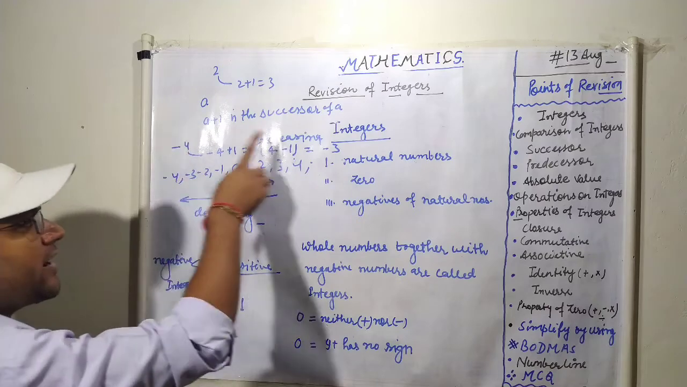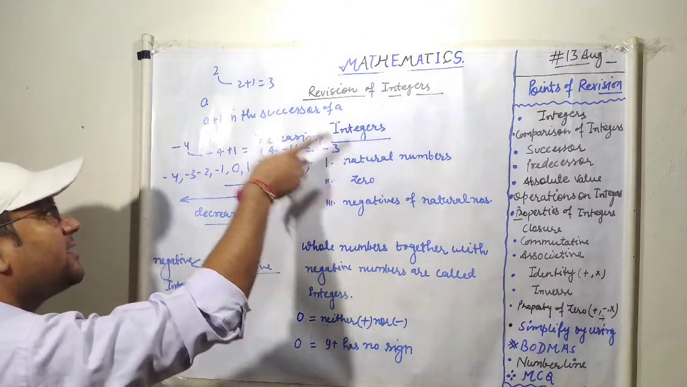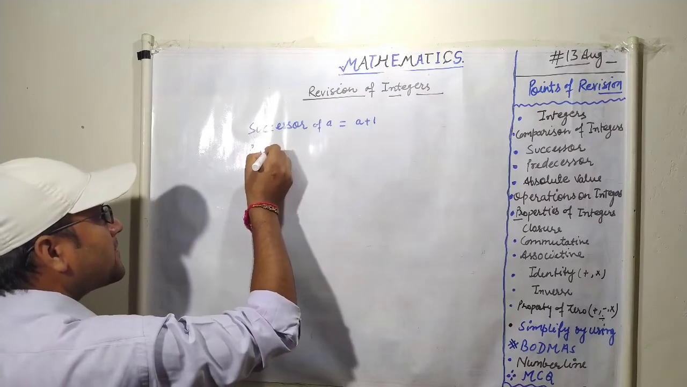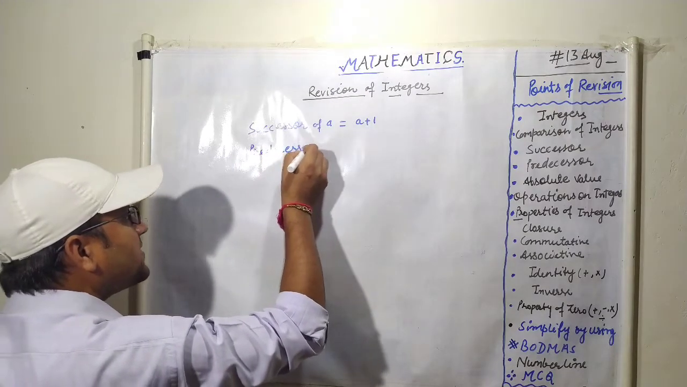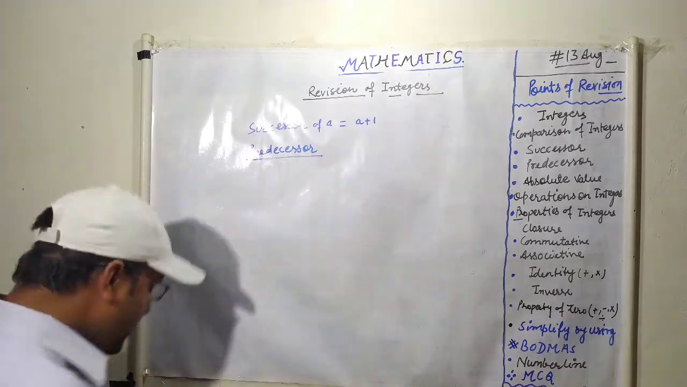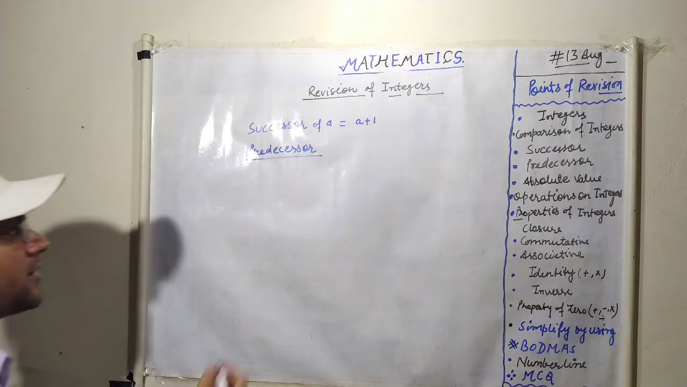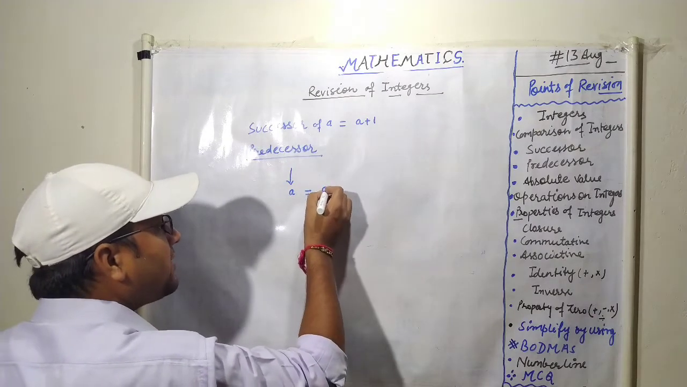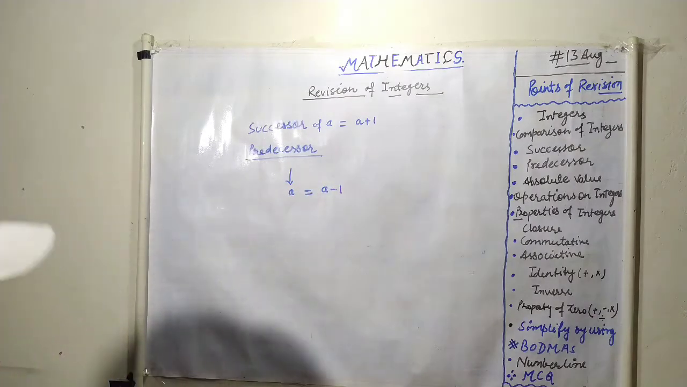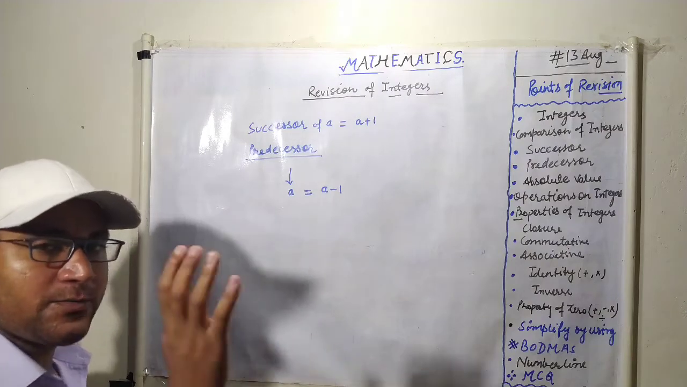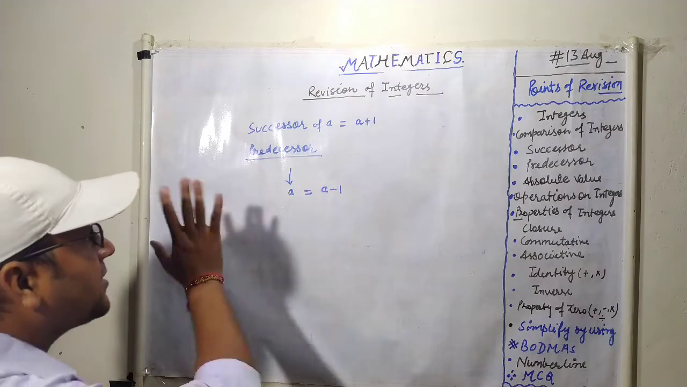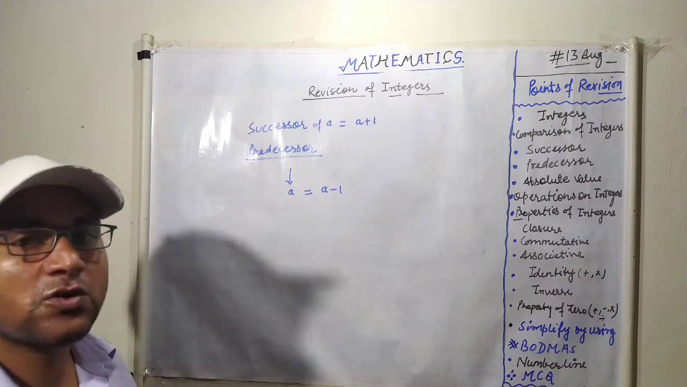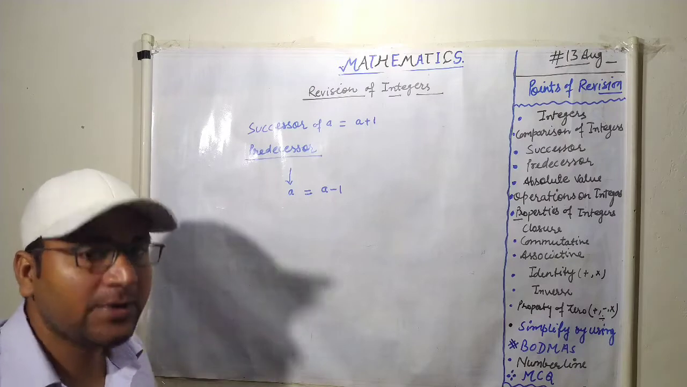Suppose -4 and its successor is -3. -3 is greater than -4. Okay, students, now predecessor means subtracting 1. Suppose a is any integer. What is the predecessor of a? It is a minus 1. Subtracting 1 from your given integer, you will get the predecessor, and the predecessor is always less than the given value.